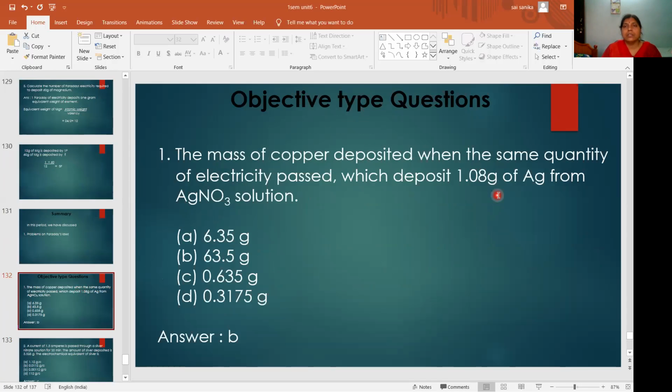So what you have to do, it is based on the second law, W1 by W2 is equal to E1 by E2. So if they don't give the equivalent weight, you have to calculate the equivalent weights. Silver atomic weight is 108, copper atomic weight is 63.5, and copper valency is 2, silver valency is 1. So 63.5 by 2, that is 31.75, and silver nitrate, that is 108, its valency is 1. So silver nitrate, not silver only.